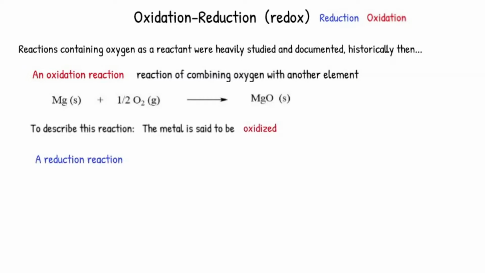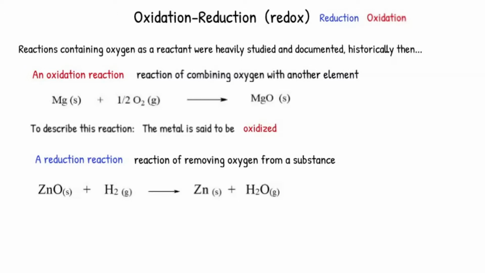A reduction reaction, on the other hand, is a reaction of removing oxygen from a substance. For example, zinc(II) oxide reacts with hydrogen to produce zinc and water. To describe this reaction, zinc(II) oxide is said to be reduced.